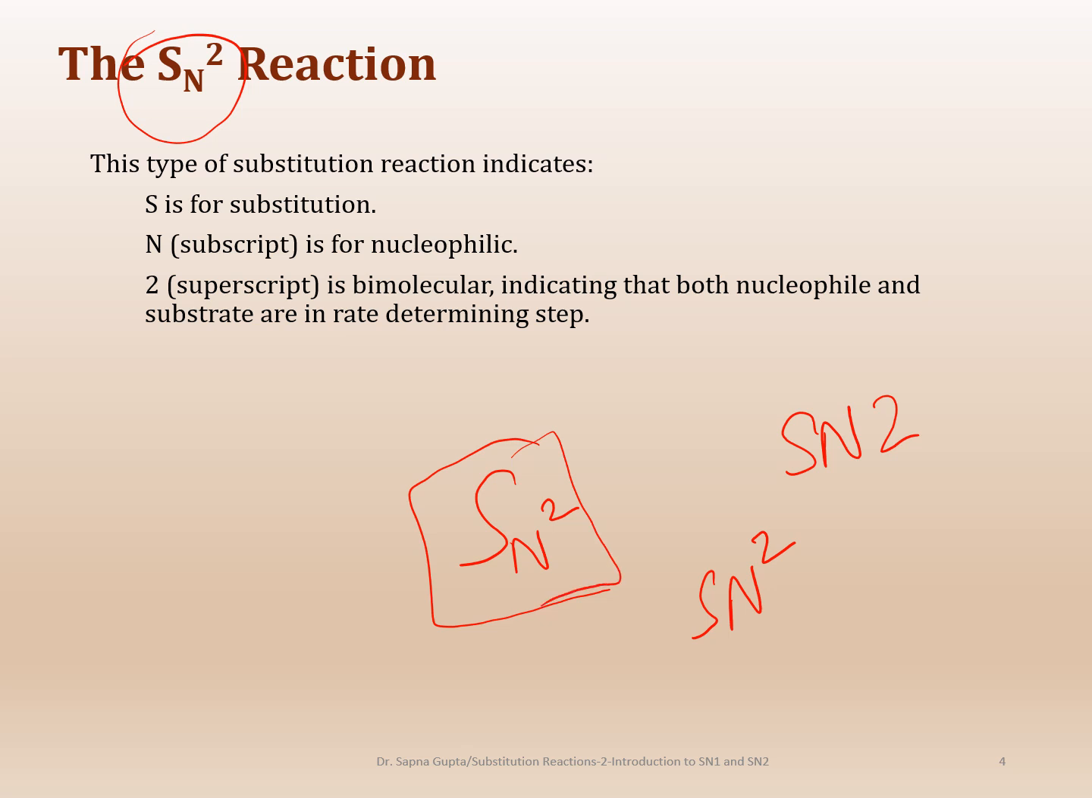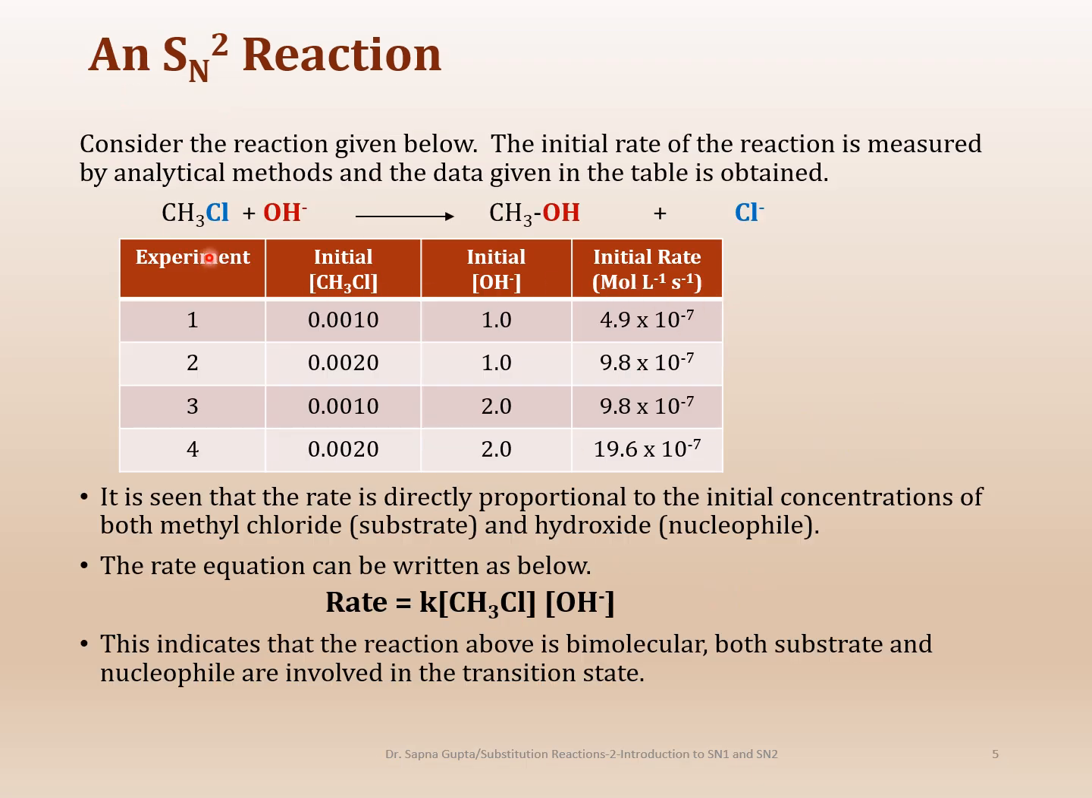The better your writing, the more you understand things, and the clearer you are about the concepts. So here S stands for substitution, N is for nucleophilic, and 2 means it's a second order reaction, so bimolecular. That's what all of this means. So let's go ahead. Here is an SN2 reaction example. Here is CH3Cl, which is methyl chloride or chloromethane, treated with hydroxide, giving you an alcohol as a product, and chloride is the leaving group.